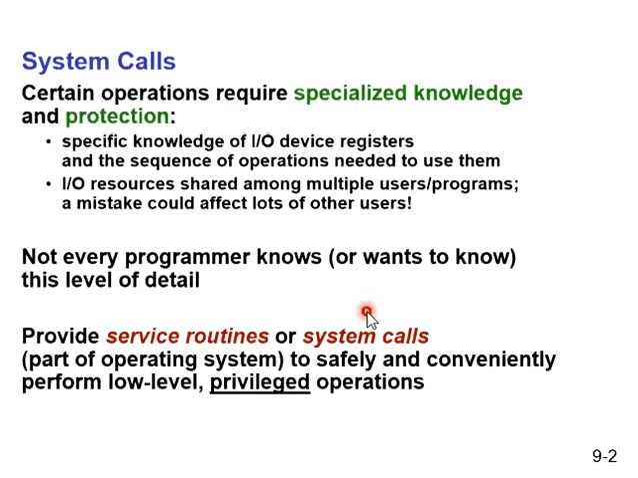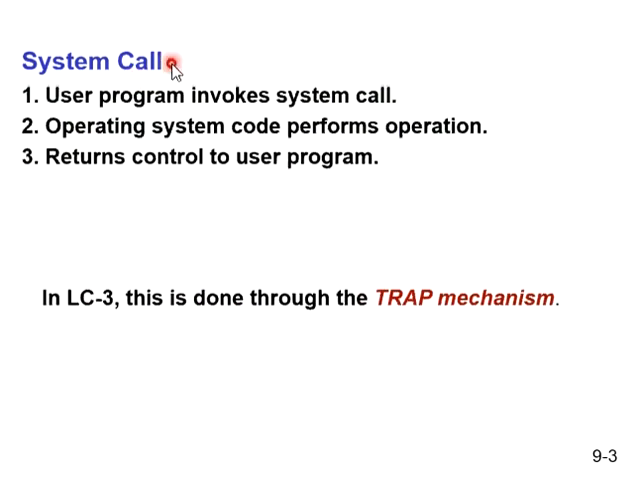Of course, we don't know how to write them ourselves, but we can use them for our program. With the system call, the user program can invoke a system call to do the operation we want. And the operating system code performs the operations or the action we want for our program. For example, you want to input a character from the keyboard. At that time, you can call the trap vector corresponding to inputting a character from the keyboard. At the end, you have to return control to the user program.